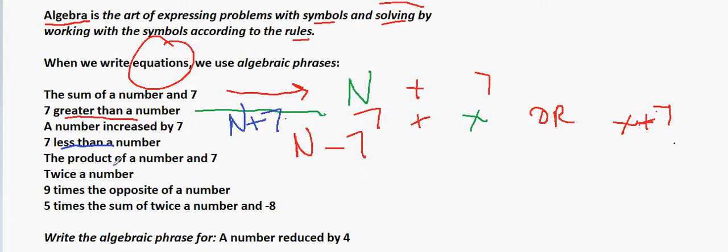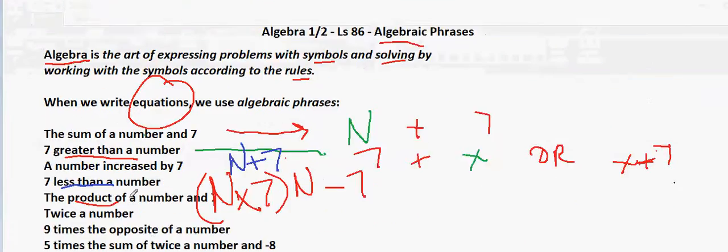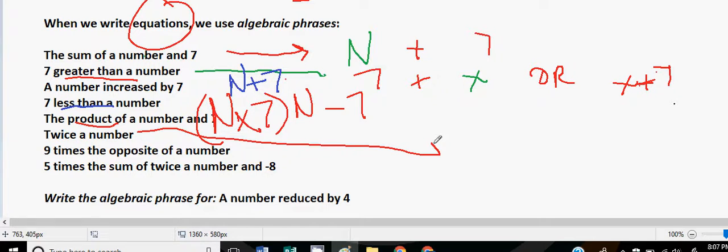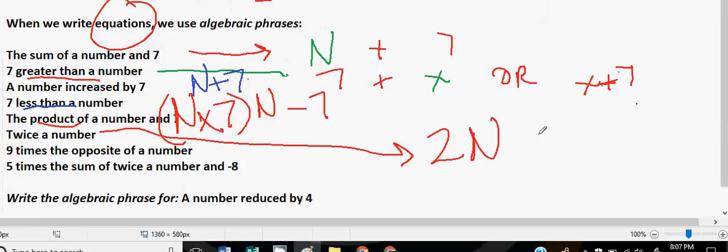Okay? How about the product? We know what operation goes with product. What symbol? We think of this symbol, or maybe parentheses. And the product of a number and 7, right? n times 7. How about twice a number? Twice, 2 times. And we put that right next to a number. That's usually how the book wants to show that. This implies multiplication. 9 times the opposite of a number. 9 times, okay? Now what should go inside getting multiplied? Opposite of a number.